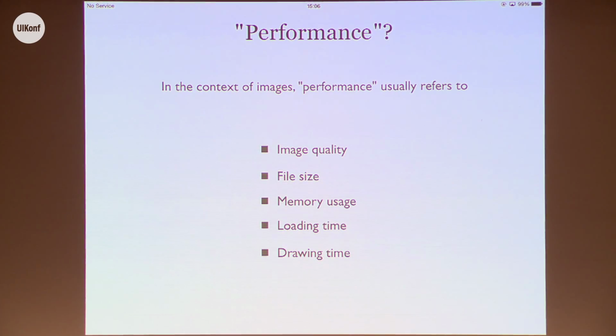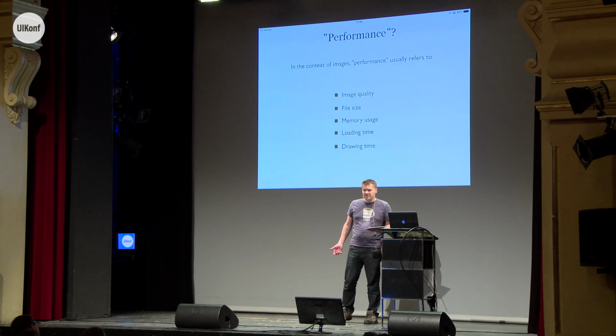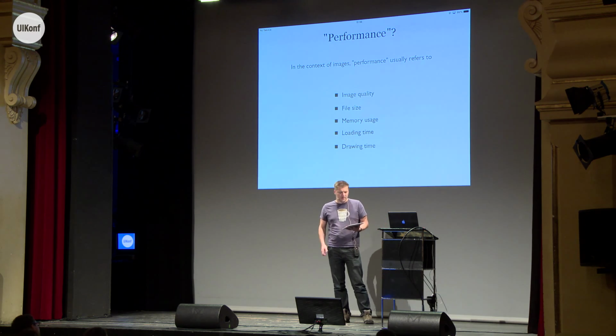So what do I mean by performance? In the context of images, it usually refers to image quality, file size, memory usage, loading time, drawing time, etc. Those are the kind of performance metrics we care about.